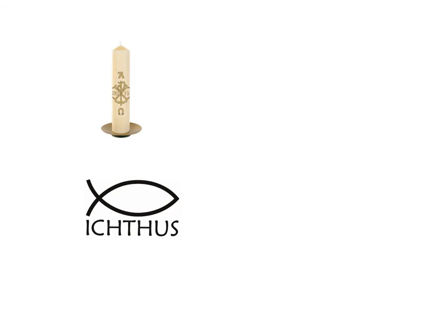Now we're going to look at some Greek letters and symbols in the Christian Church. Paschal candles are always inscribed with the first and the last letters of the Greek alphabet in capitals. So we see here the alpha and the omega, an indication that Jesus is the first and the last letter, the beginning and the end.